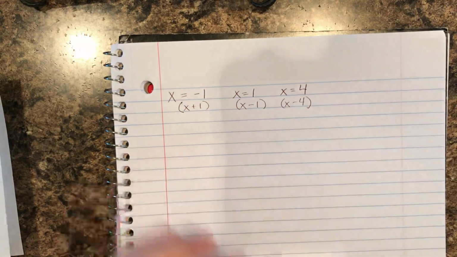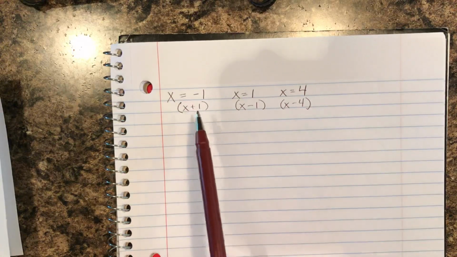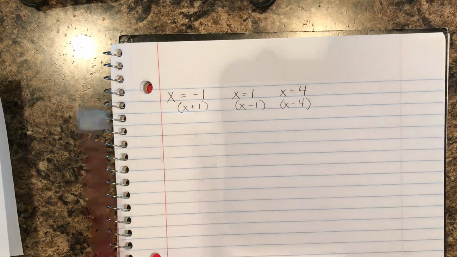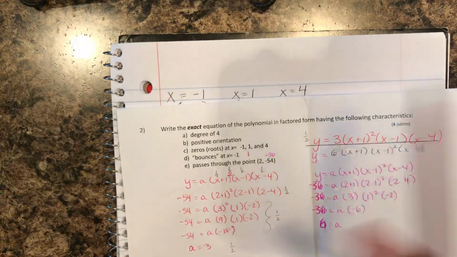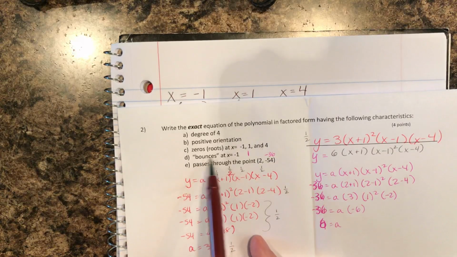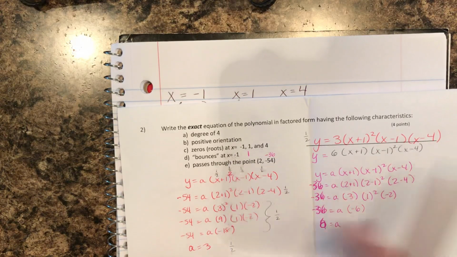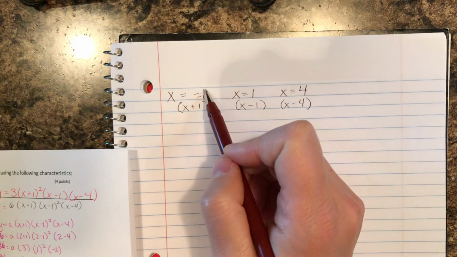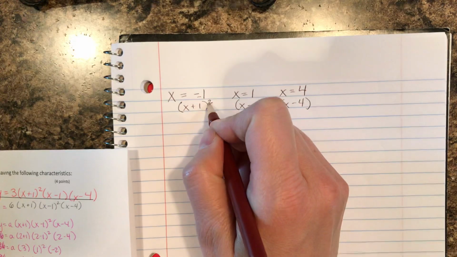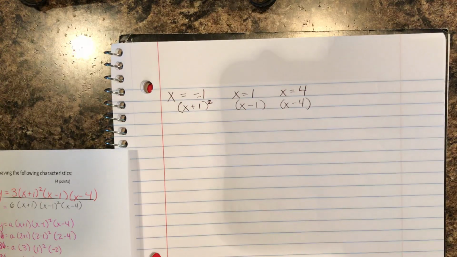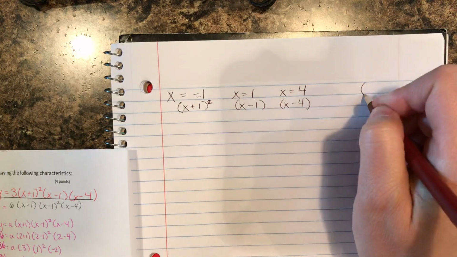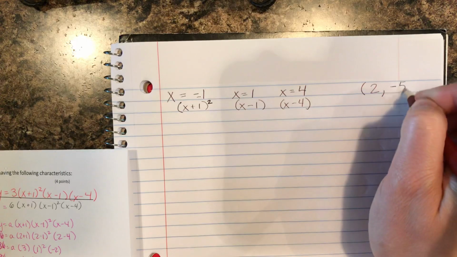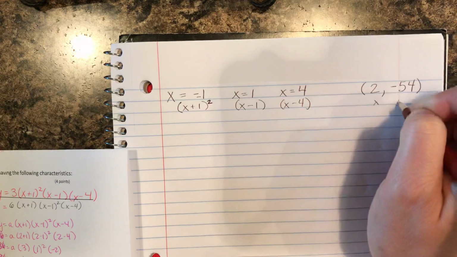And so far I should be thinking, wait a minute, there's a problem because they told me it was a degree of 4 and I only have 3. But let's keep looking. Then it says it bounces at x equals negative 1. So this was x equals negative 1. Here's what the bounce should be. Then it tells me it passes through the point 2, negative 54. And remember, that just represents x and y.